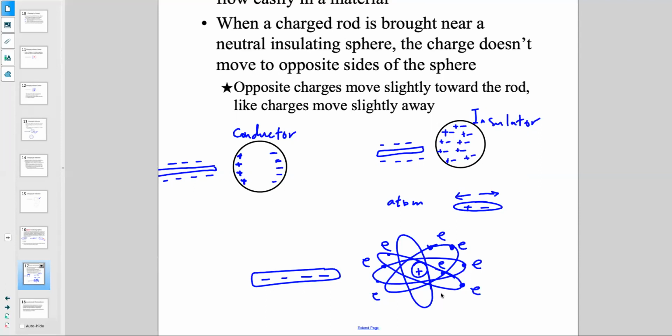If this is not a conductor, electrons cannot go from one atom to the other, but they will spend more time on the right-hand side here because you have a negative charge on the left. They can't go far, but they will at least go to their maximum. They will spend more time further away from the negatively charged rod. Okay? But if it was a conductor, they would just go all the way to the other side.